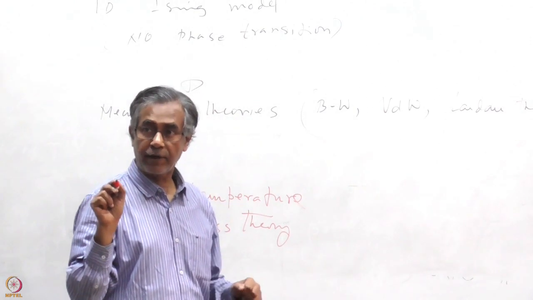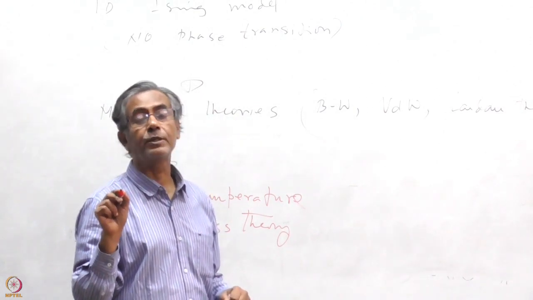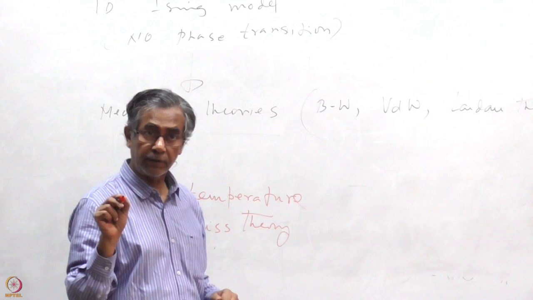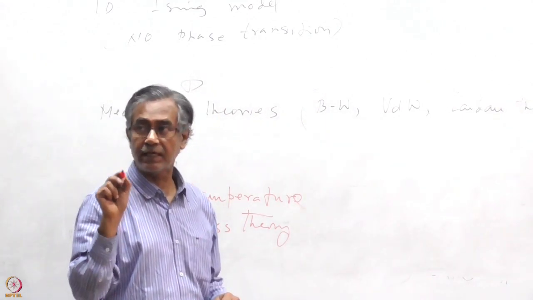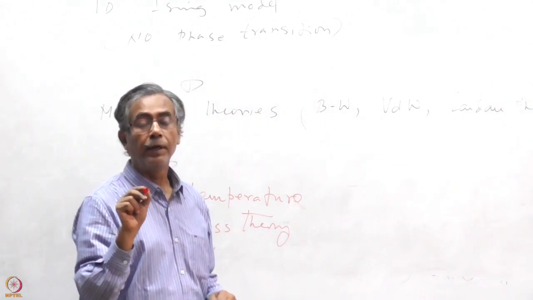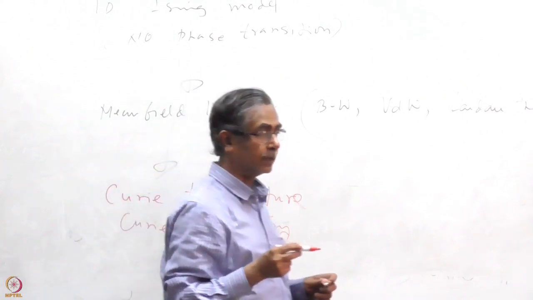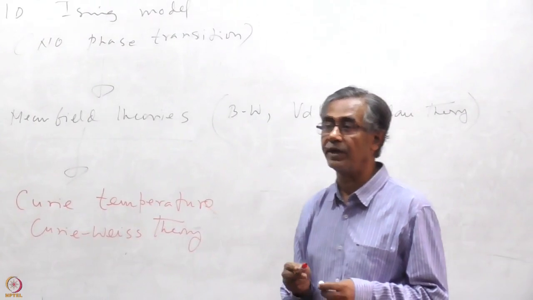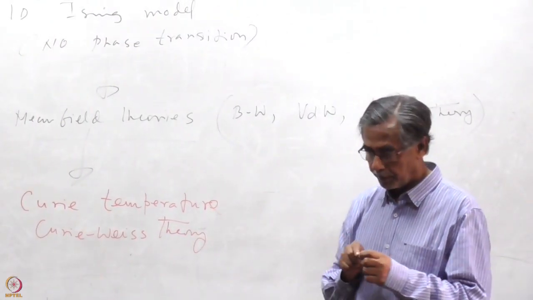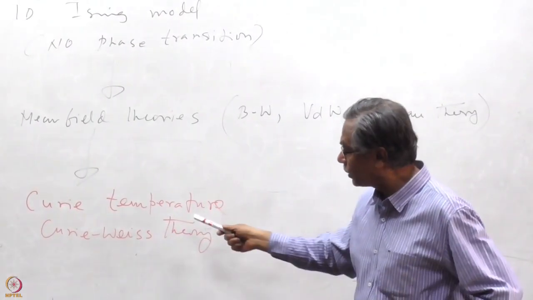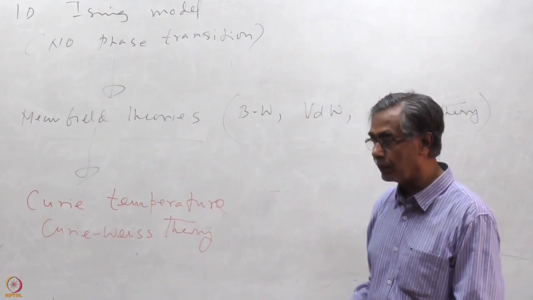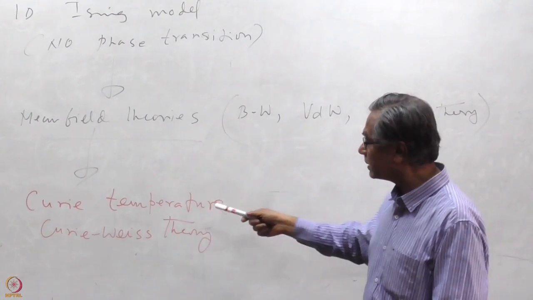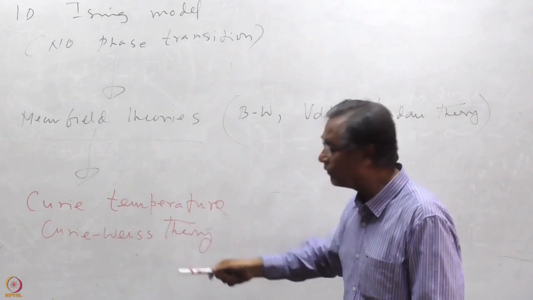Remember that? The magnetization goes to 0, but it goes to 0 with exponent 1, if I go T minus Tc. And that is not correct. People found that, as we saw with the 2D Ising, it is a very different experiment. So the Curie theory, the way it was developed, we'll see, was a mean field theory.